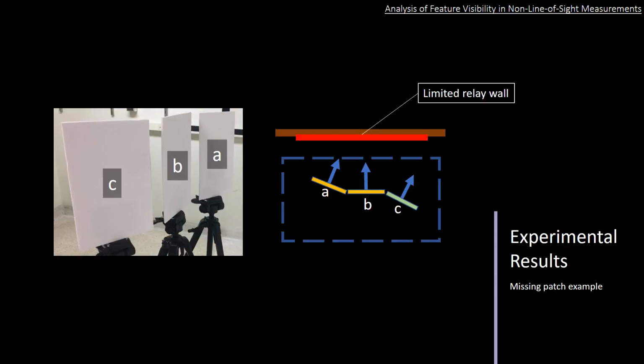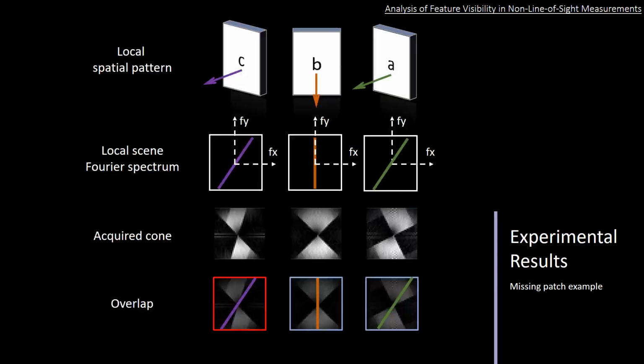To validate our results, we perform reconstructions from experimental data. Consider this scene consisting of 3 identical patches. All are in the space in front of the relay wall and at similar angles. Patches A and C are parallel. However, the surface normal of patch C does not point at the used relay wall, but slightly next to it.